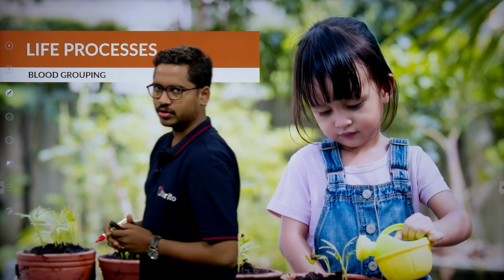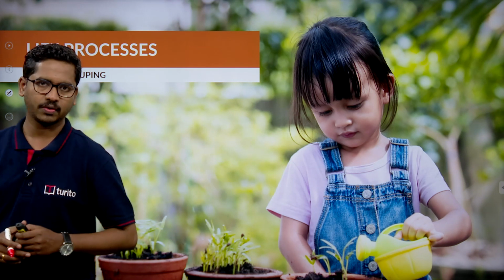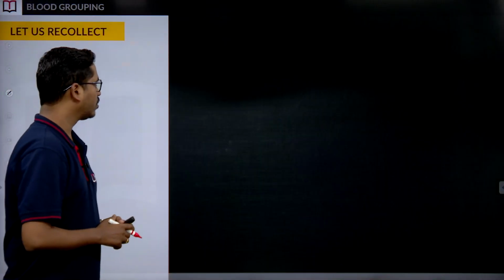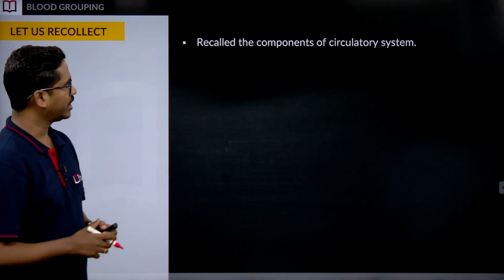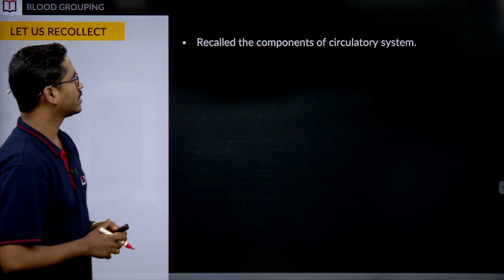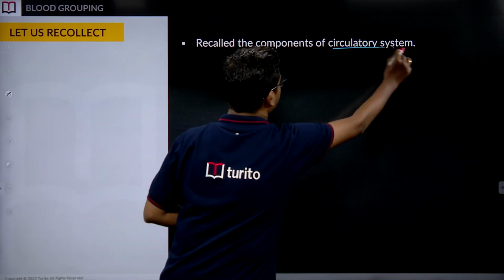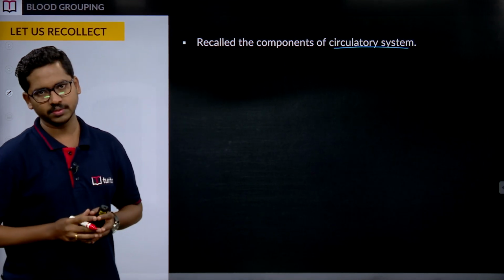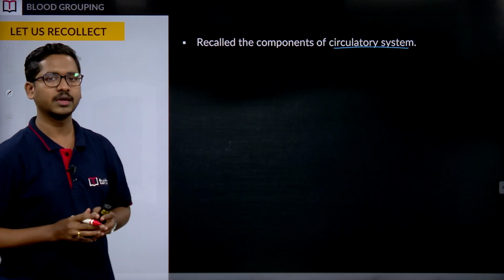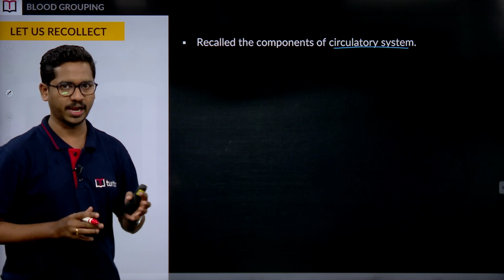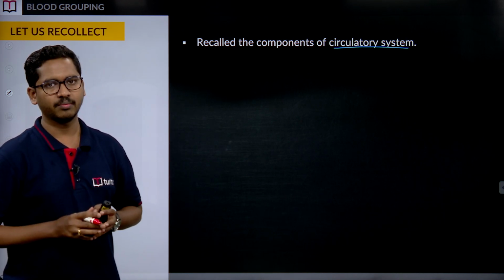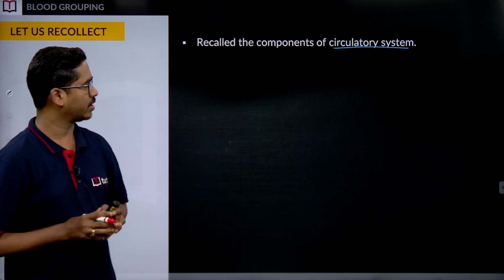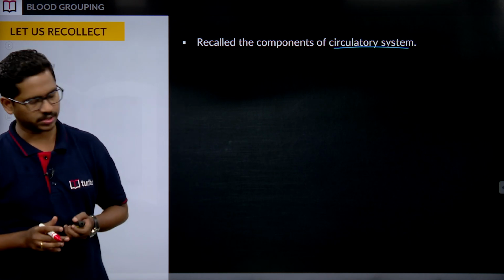So before we go into the topic, let us look at the topics we have finished in the previous session. So in the previous session, we tried to understand by recollecting the components of the circulatory system, starting with the heart, blood vessels and blood. So these are the main components of the circulatory system.